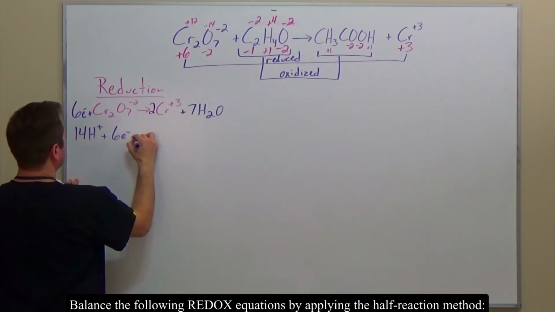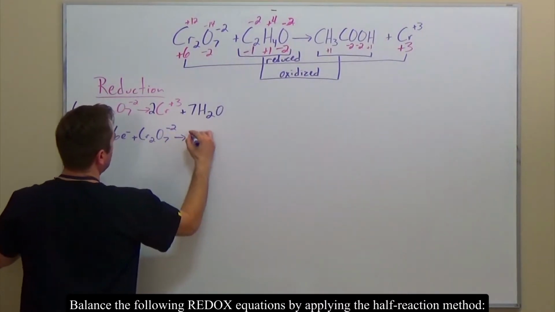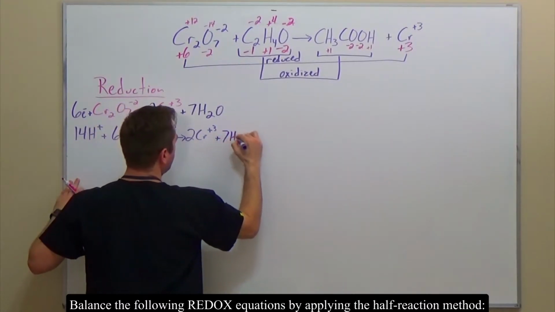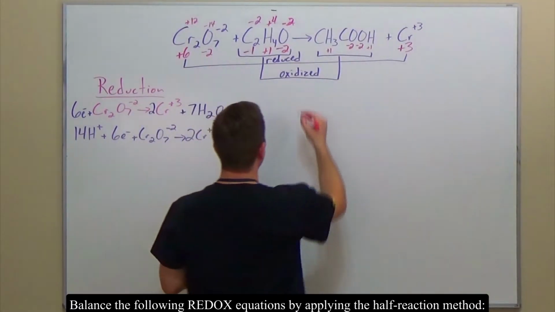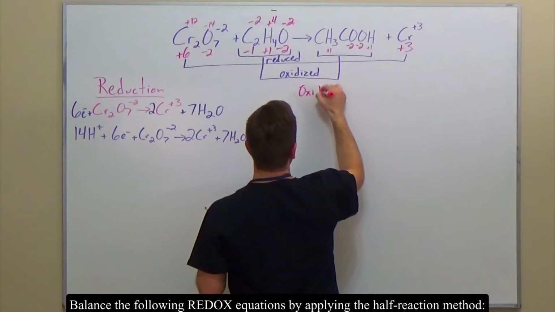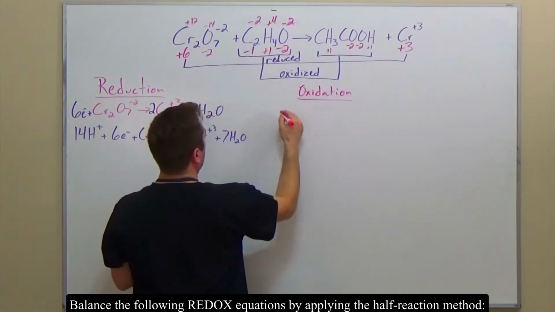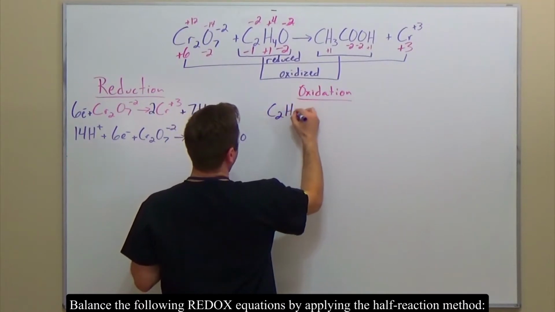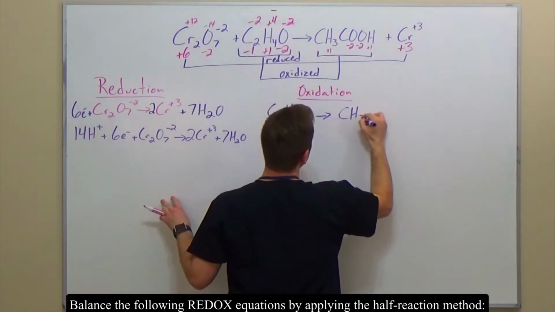6 electrons, the dichromate ion, 2 chromium 3s, and 7 water. Okay, that's our reduction reaction. Let's go for the oxidation. Oxidation. So if we look at the whole molecule here, C2H4O to form acetic acid.